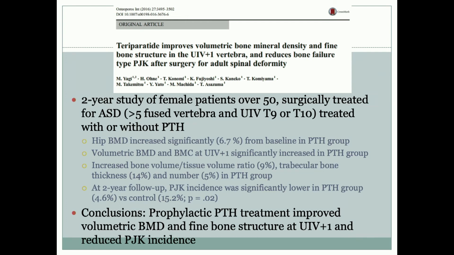And in another study out of Japan looking at proximal junctional kyphosis or failure, which we'll talk about later this morning, these authors found in 50 patients treated for spinal deformity, so more than 5 fused vertebrae with an UIV at T9 or T10, treated with or without PTH, they found improvements across the board in the adjacent vertebra above the construct in terms of volumetric BMD, bone volume, tissue volume, trabecular bone thickness, and trabecular number in the PTH-treated group, and a lower rate of PJK incidence in the PTH-treated group at 2 years, so 4.6% versus 15%.